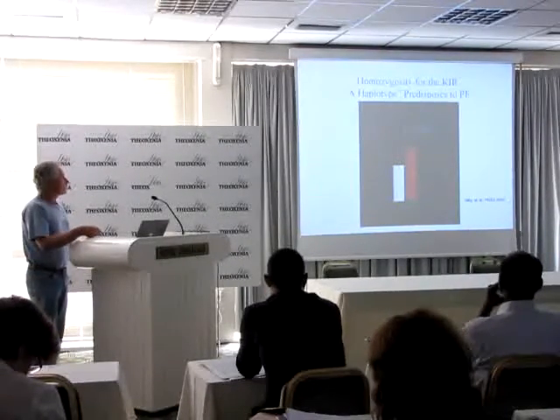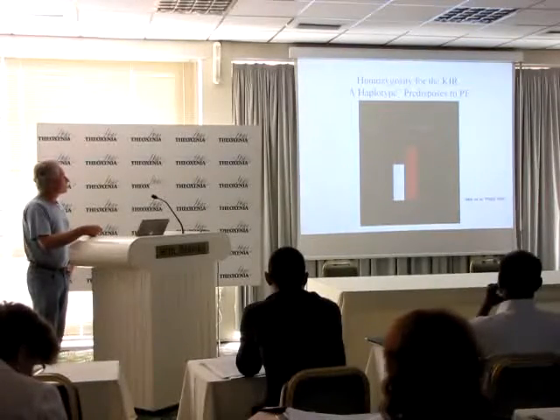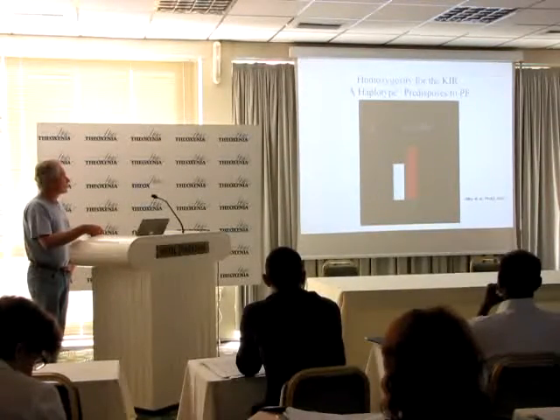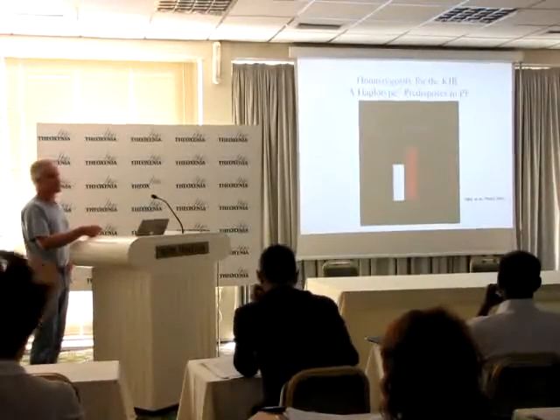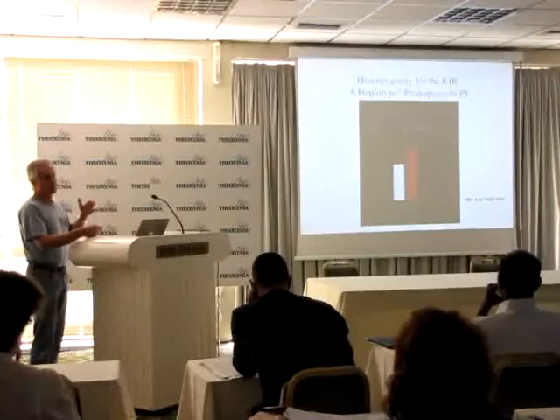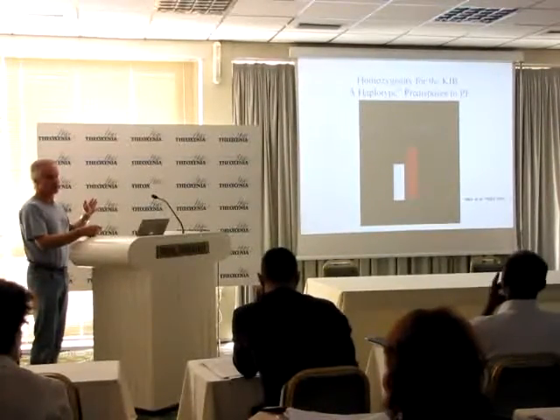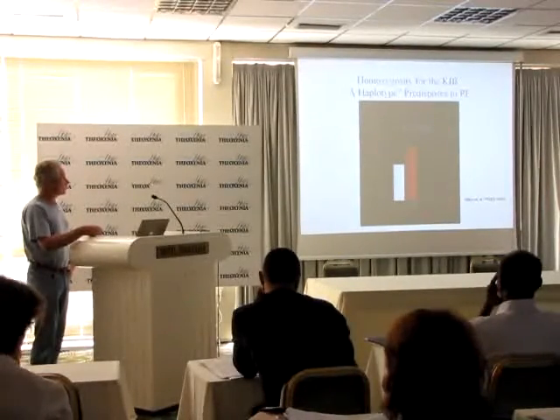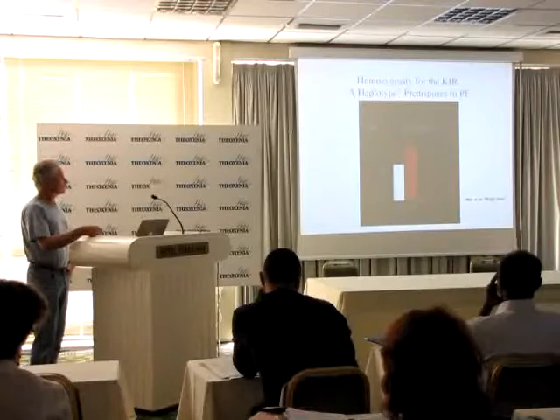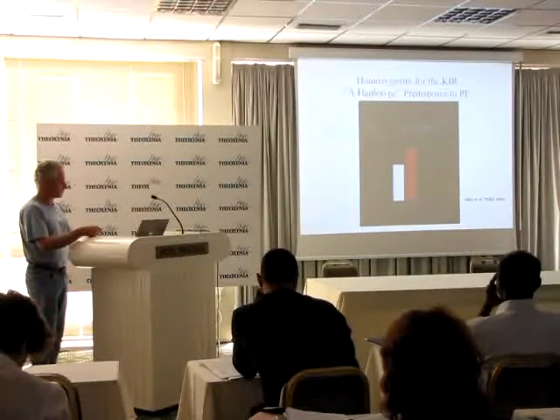So this is data from Ashley Moffett's group looking at the proportion of controls or patients with preeclampsia who are homozygous for the KIR A haplotype. So these mothers don't have any activating genes, if you like. It's only a small difference, so sort of 25% in controls and about 35% in the patients. She had large numbers, so it's a significant difference.